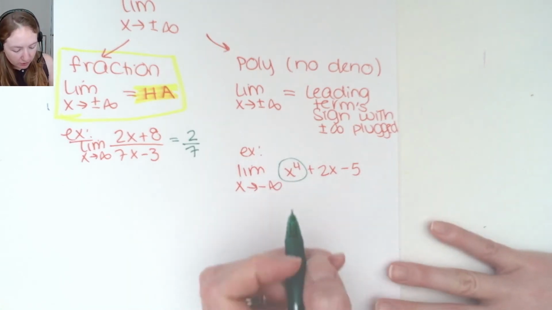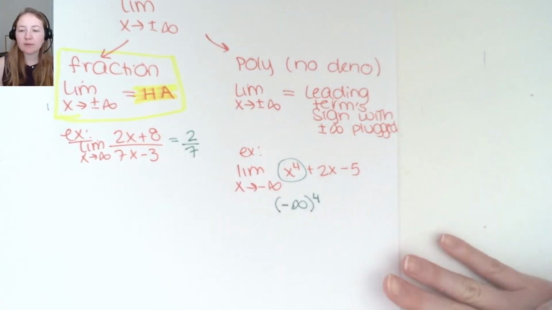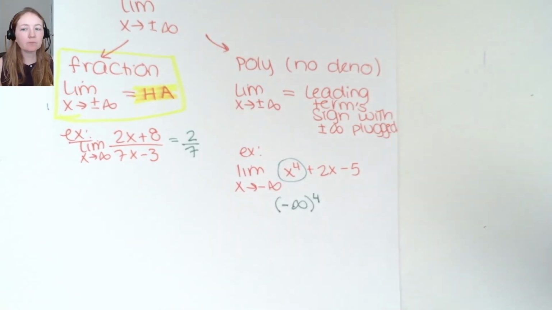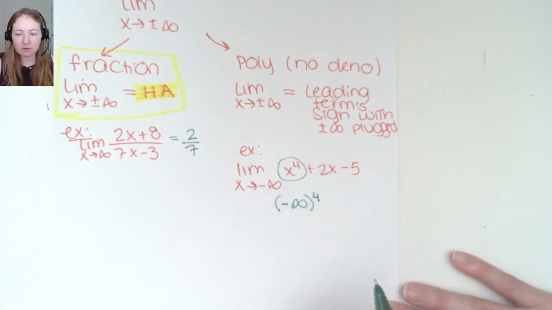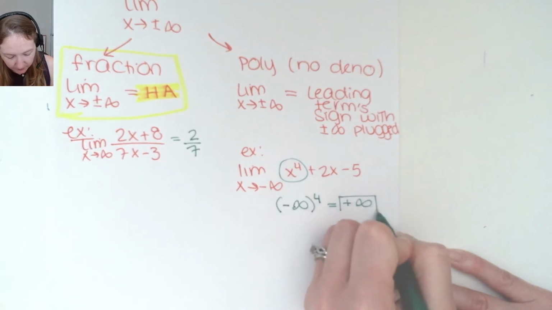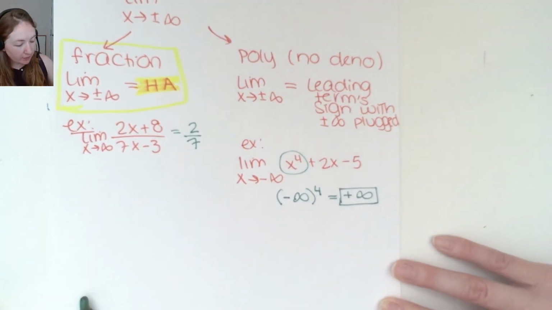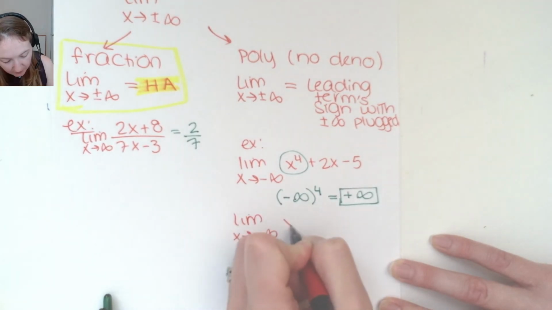So what you simply do is plug the negative infinity into that leading term and determine the sign that you would have. So here I have a negative raised to the fourth power, so that's going to give us a positive infinity.